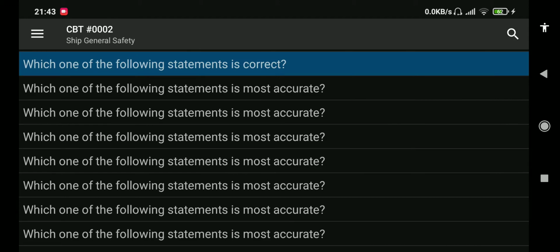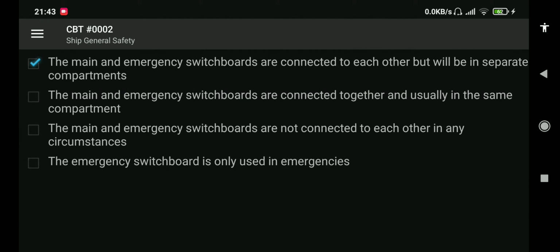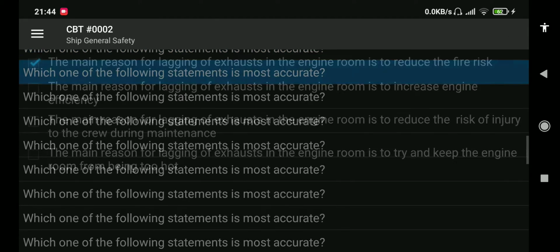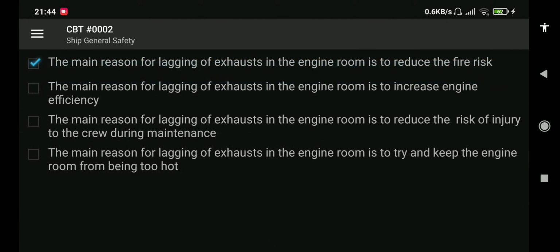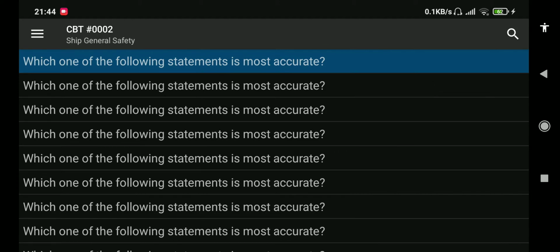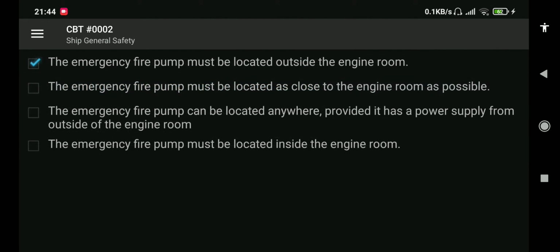Which of the following is most accurate? So you must choose. The main and emergency switchboards are connected to each other but will be in separate compartments. Next, which of the following statements is most accurate? The main reason for lagging of exhaust in the engine room is to reduce fire risk. Okay, that's the answer. Next, which statement is most accurate? The emergency fire pump must be located outside the engine room.